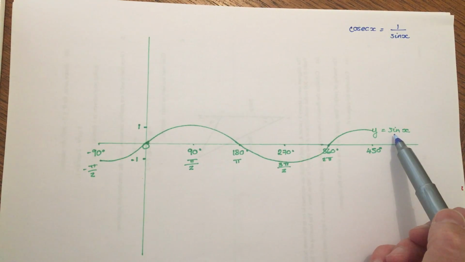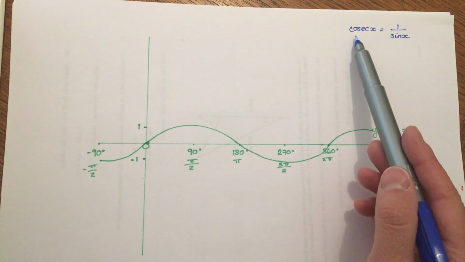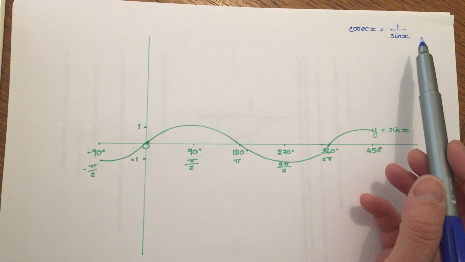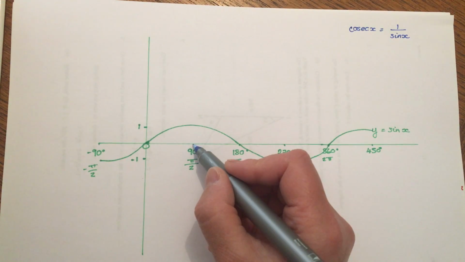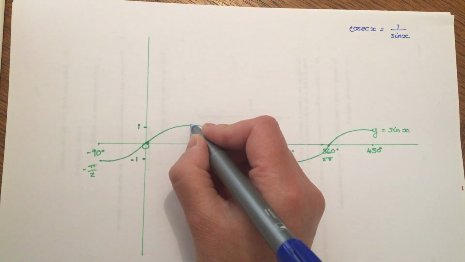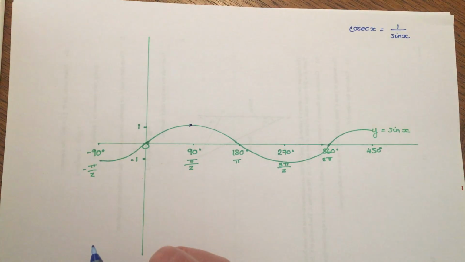So I've got sine here. The reciprocal of sine is cosec. And I know that cosec is 1 over sine x. So let's start looking at some key points. If I look at 90 degrees, sine of 90 degrees is 1. And 1 over 1 is 1. So cosec of 90 degrees is also going to be 1.